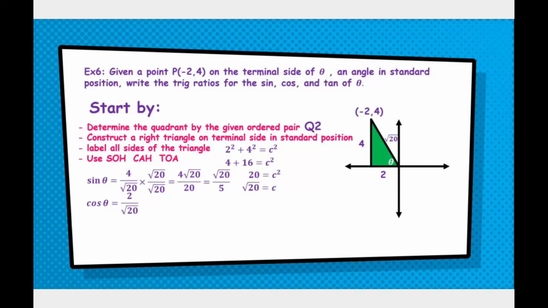Our cosine, we're going to also multiply by square root of 20 over square root of 20 to cancel or rationalize the denominator. Then we're going to reduce the fraction to 1 over 10, and we get this. Our tangent in this case is actually fairly simple. We don't even have a radical. Opposite of the angle given is 4, adjacent is 2, so 4 divided by 2 is just 2. And that is all we have for this right triangle trig.